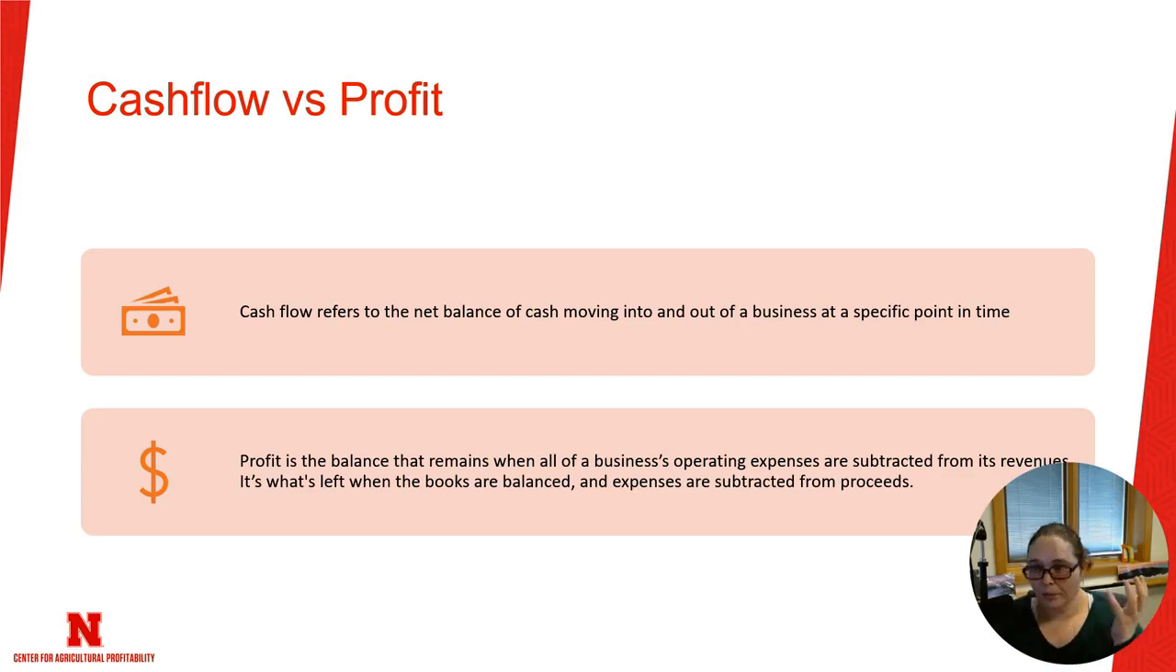So we're going to talk a little bit about cash flow versus profit. They sound very similar and they are related, but they're not exactly the same thing. So cash is constantly moving in and out of our businesses. So for example, when we purchase a couple of calves, some pigs, some hogs, that's inventory purchases. So that's money flowing out of the business towards a supplier.